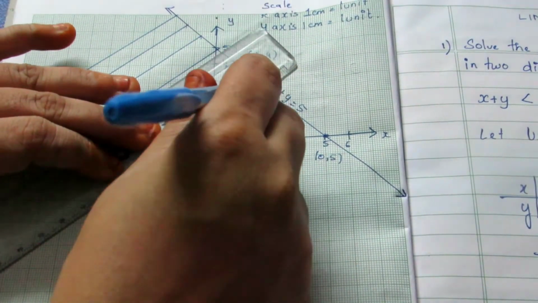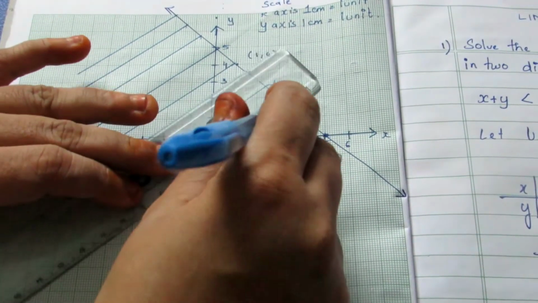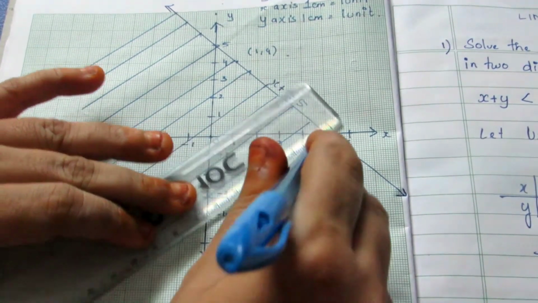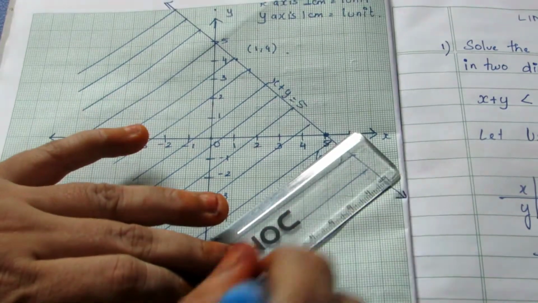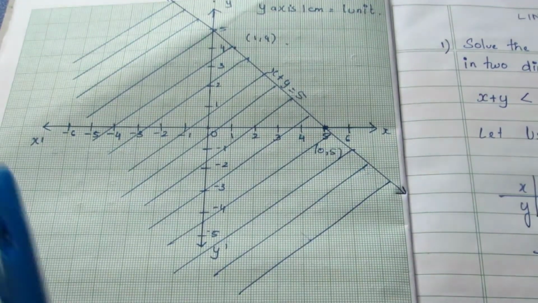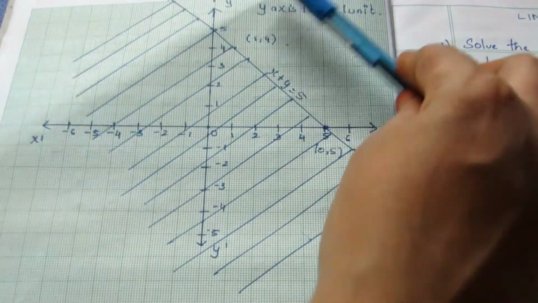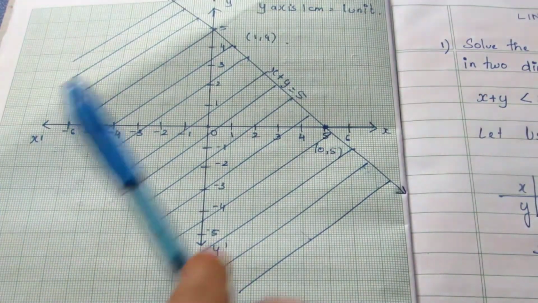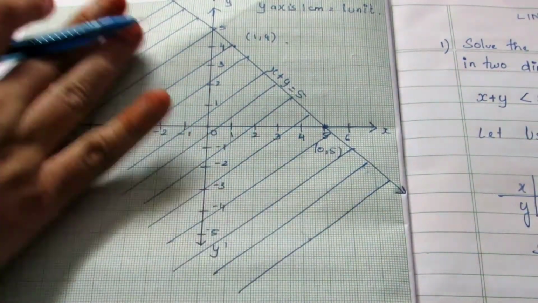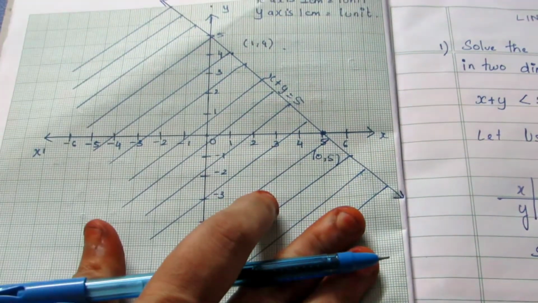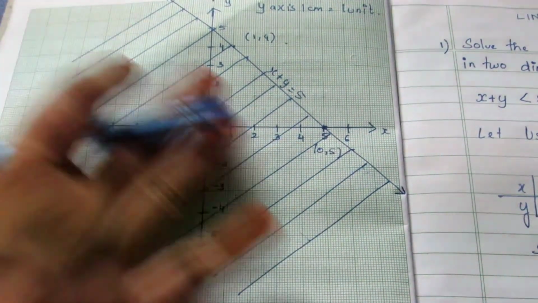From the line, you need to shade towards (0, 0) because the tested point is true. If it is false, the shading should be away from (0, 0), on the other side. As it is true, it should be on the (0, 0) side. The shaded portion is here. It is the graph of x plus y less than 5.